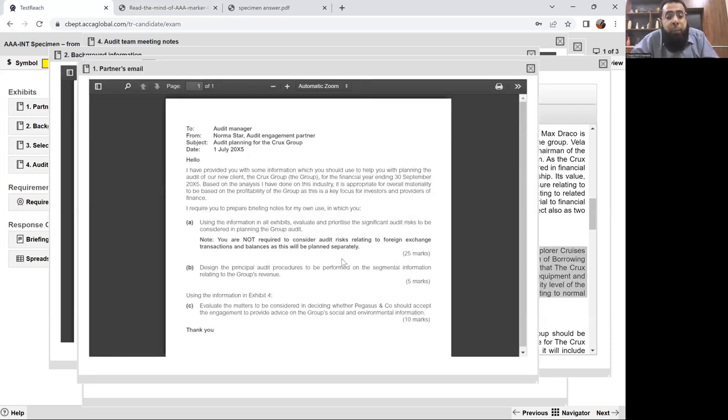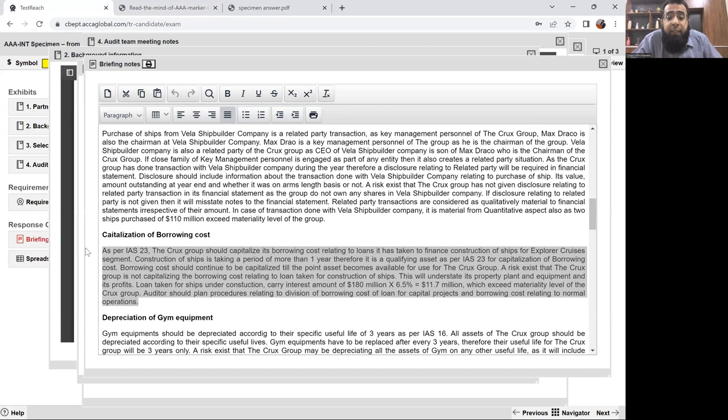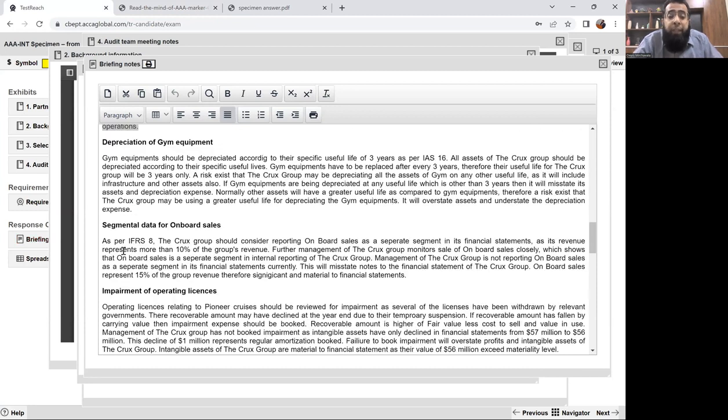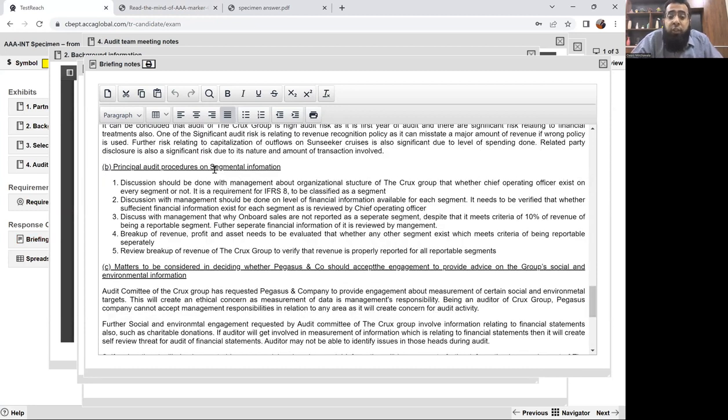Design the principal audit procedures to be performed on segmental information relating to the group revenue. 5 marks. So 5 audit procedures were required in part B. If you remember, we wrote them in the previous class. I told you that when you have to write audit procedures, the simple approach is just to think about the accounting standard in your mind. So it was segmental information.